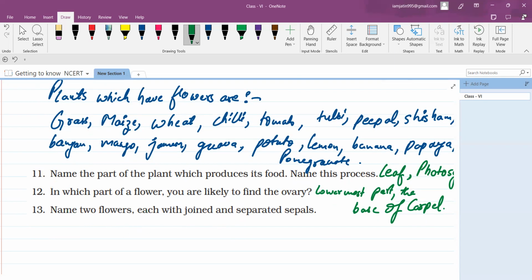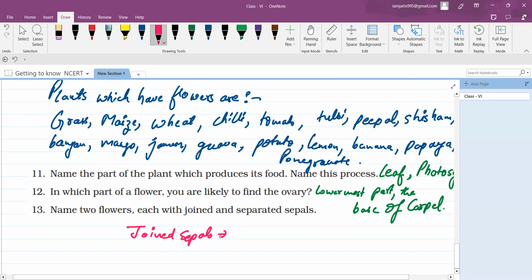Name two flowers, each with joined and separated sepals. Okay, first let us write down about the plant with joined sepals. If we talk about the plant with joined sepals, we have cotton. We have the datura plant. Okay, there is a flower called sadabahar that also has joined sepals.